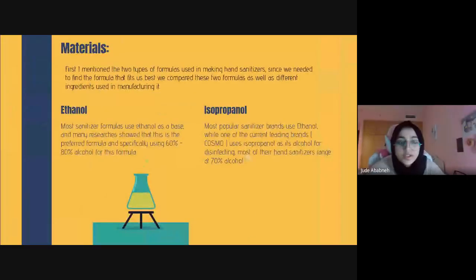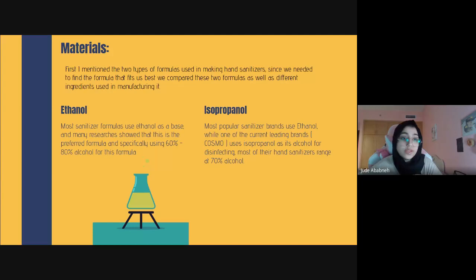Okay, so moving along to the materials part. Through these two formulas, we first mentioned two types of hand sanitizers as the formula which fits our best had to be found. We compared the two formulas as well as the various ingredients used in their manufacture. So, ethanol: most of the sanitizers use ethanol as their basis, and numerous studies have shown that this is the preferred formula with 60% to 80% alcohol.